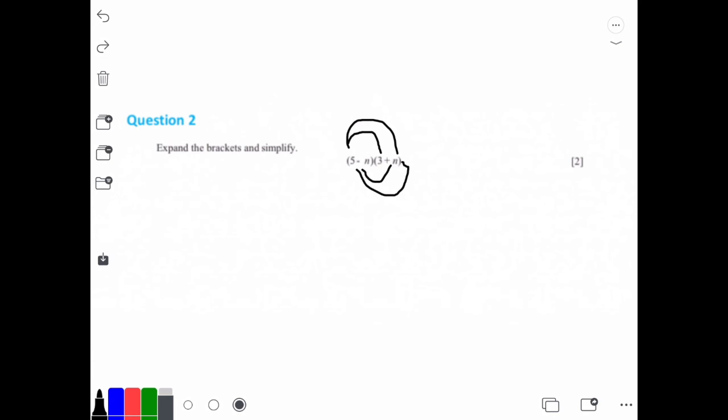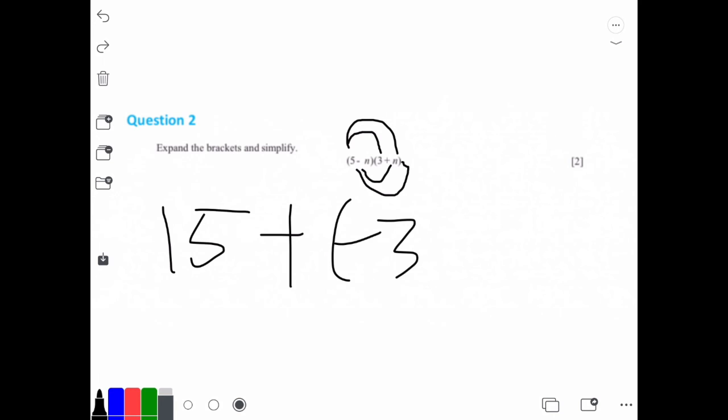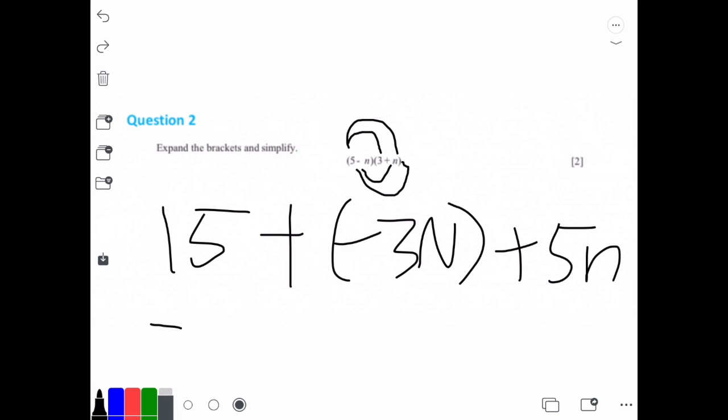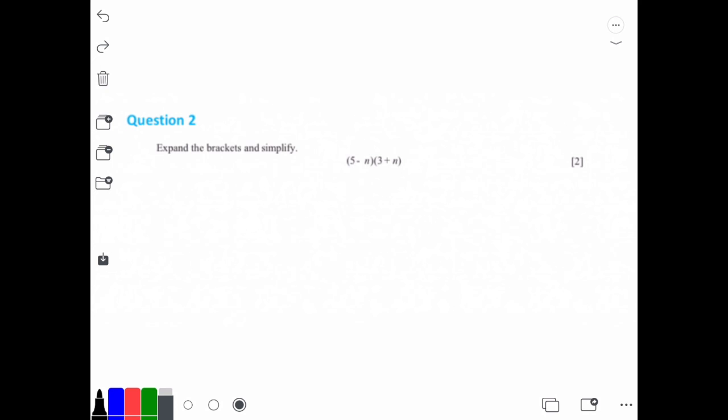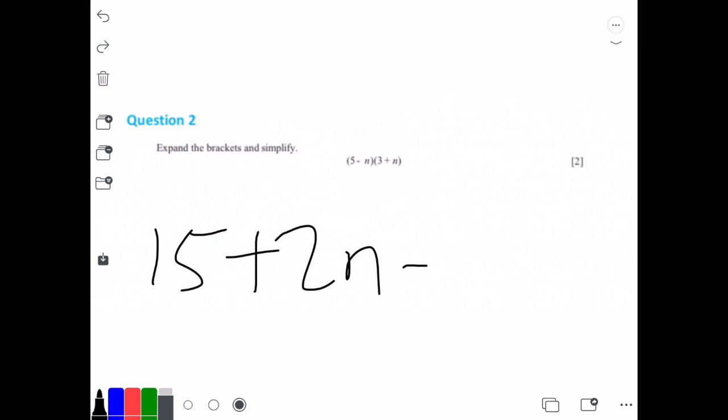Here we would get 15 plus negative 3n plus 5n minus n squared. And then we can simplify this by adding negative 3n and 5n to get a final result of 15 plus 2n minus n squared.